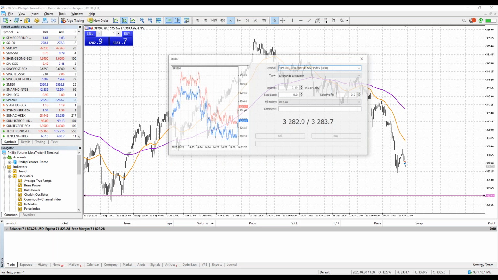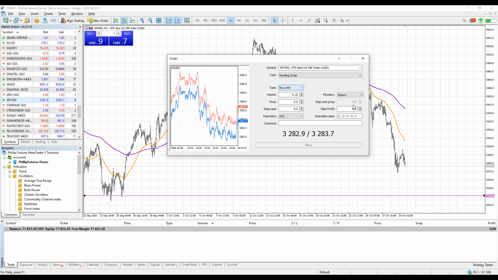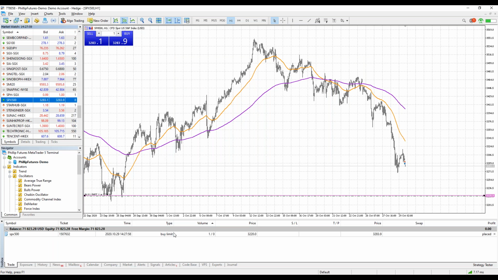Then in this order ticket, you can change from exchange execution to a pending order. So of course, for this order, you have to put in a buy limit order, which is to buy one lot at the price you want. So this price field here is the price that you want to indicate for your orders to trigger. So if I click on place, there is this order here right now that says it's a buy limit order to buy S&P 500 when the price reaches 3200.